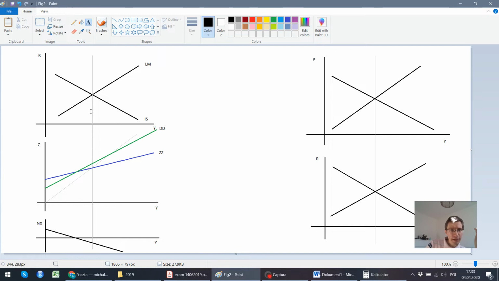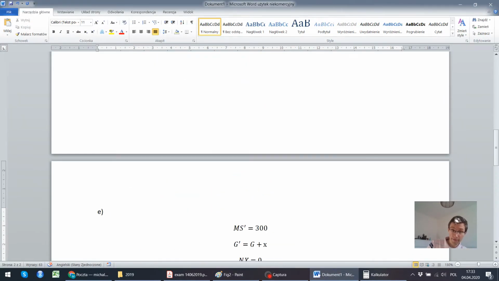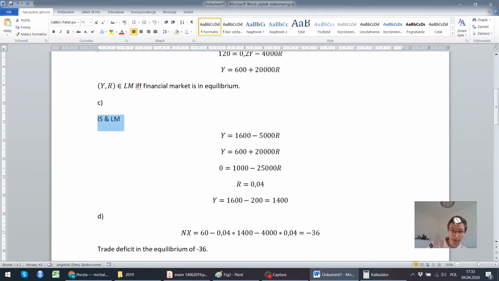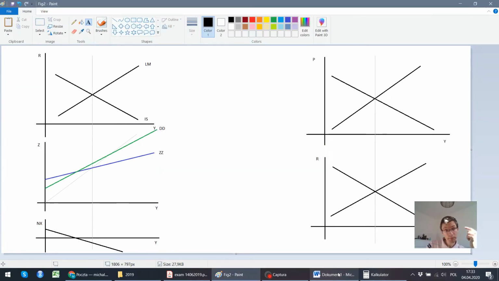We also know that the initial equilibrium point is the crossing of the ISLM, because in the equilibrium we have to have both IS and LM fulfilled. I guess I don't have to repeat this, right? ISLM at the same time. We have a situation in which there is a trade deficit because the DD curve is above the ZZ curve, all right? And we have those values just here, okay? I'll just take it back.